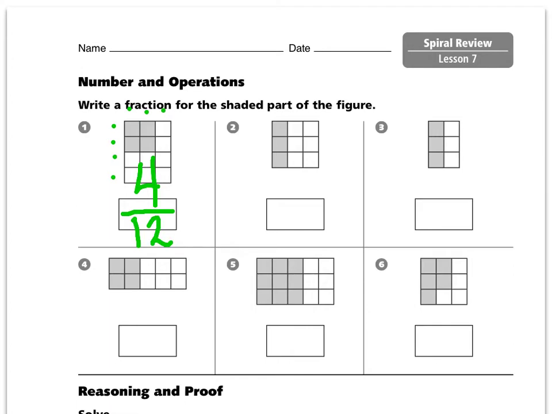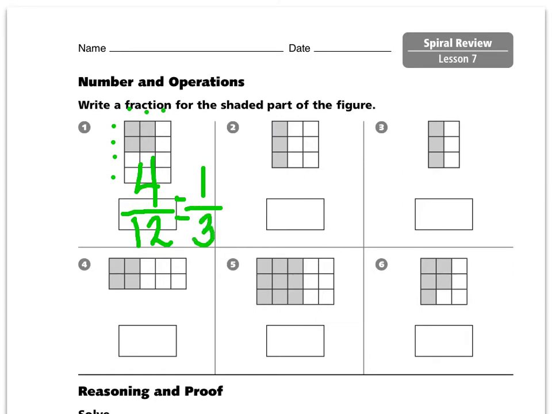Now, this is an improper fraction, so you need to reduce it. So you should still have 4 twelfths, but you also need to reduce it. You need to think about what goes into 4 and into 12 evenly. And I know that 4 goes into 4 one time, and 4 goes into 12 3 times.